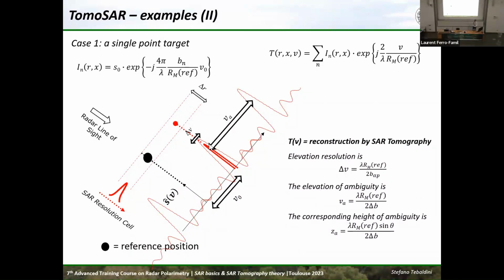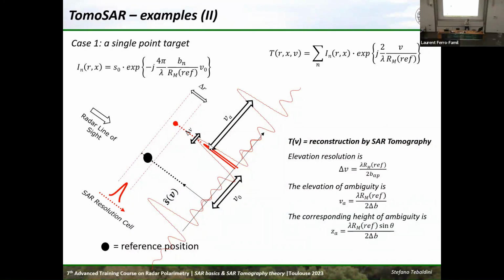So, ambiguity depends on the baseline spacing. So you would like this baseline spacing to be as short as possible. So basically, what you want to do is a total baseline aperture that is as long as possible, and baseline spacing that is as short as possible.